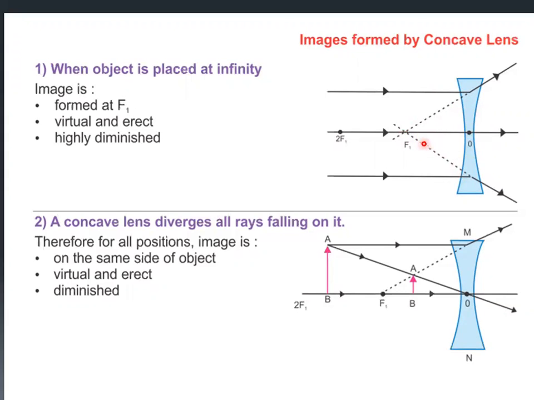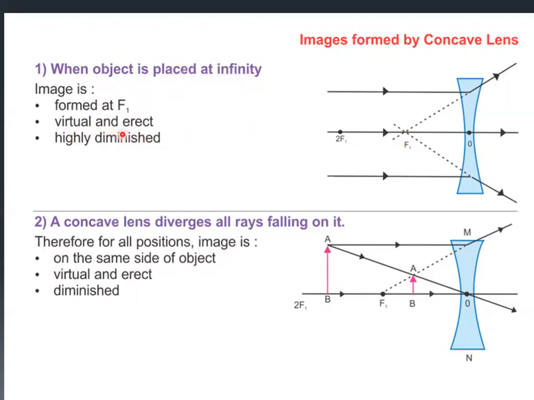We have already studied the rules for image formation. What are the rules? As we have seen, if the light ray is parallel to the principal axis, after refraction it appears to pass through the focus. So on the back side of the refracted ray, if we extend it, it will pass through the focus. So what kind of image is captured when the object is placed at infinity? The image is formed at F1. You can see here the image is formed at F1.